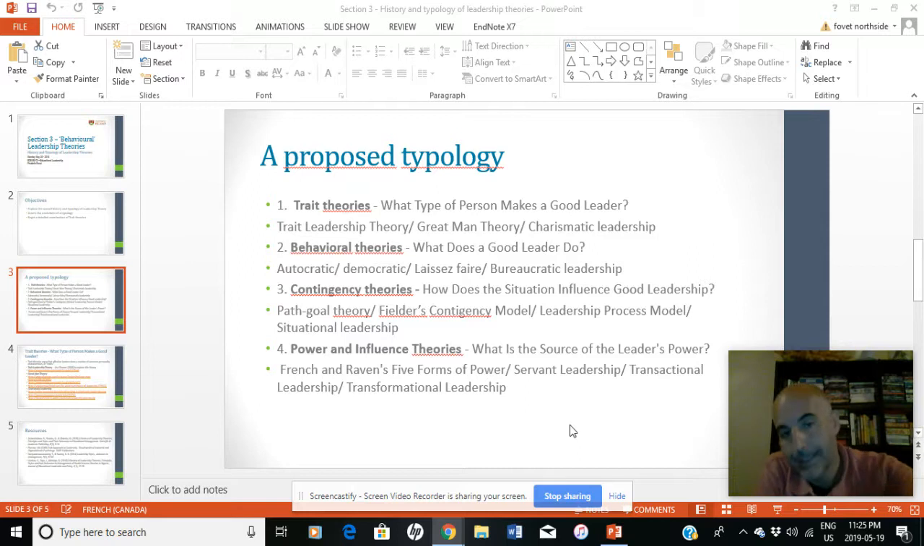Now you will notice laissez-faire leadership, it's one of those instances where there's some osmosis. Some people will actually classify it as power and influence theory, but I think for the purpose of this course, it's probably easier to leave it there and explain it there.